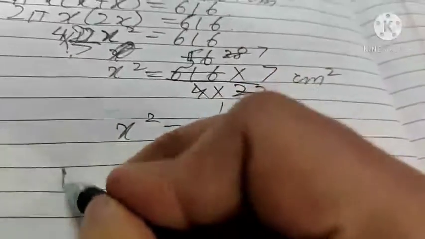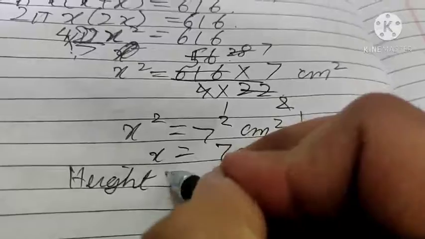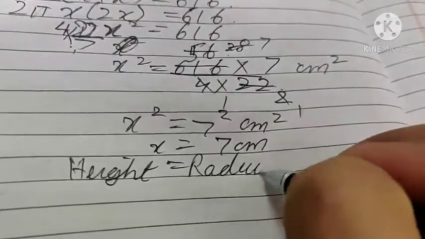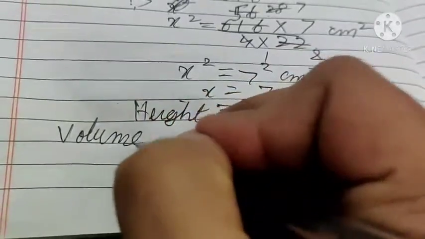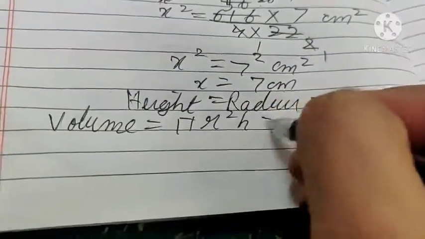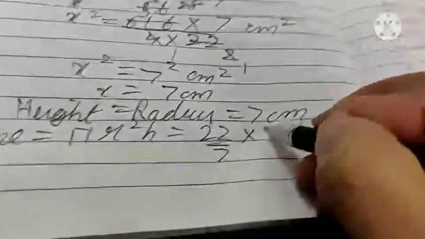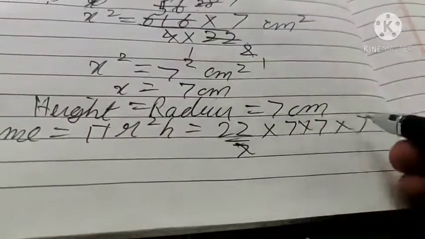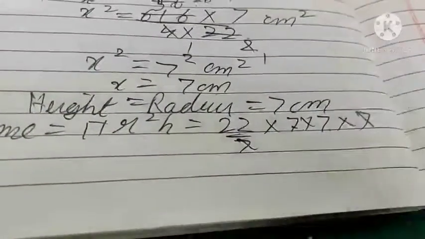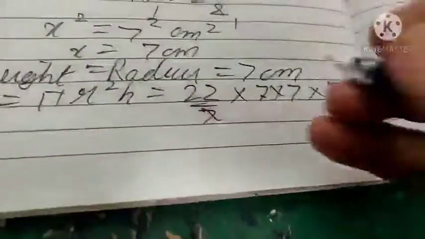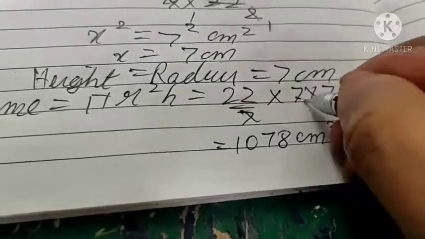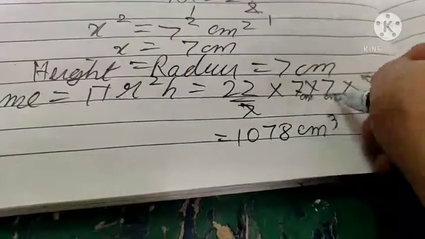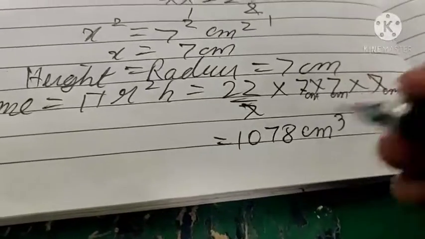That is, height is equal to radius equal to 7 centimeter. Both are 7 centimeter. Now we have to calculate the volume. So volume of cylinder is pi r square h. That is 22 by 7, r is 7, h is also 7. So 7 into 7 is 49, and 49 into 22 will be 1078 centimeter cube. It was centimeter, centimeter and centimeter; 3 centimeters make centimeter cube. So this is our answer.